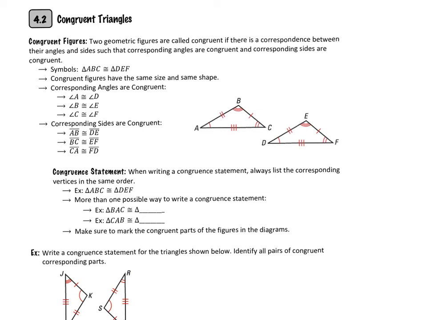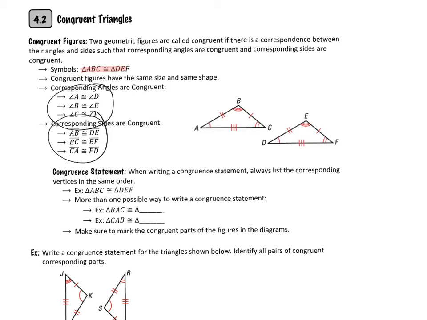So in order for two triangles to be congruent, all three angles must match up and all three sides. So there needs to be three pairs of corresponding angles and three pairs of corresponding sides. We write that as triangle ABC is congruent to triangle DEF. So if they are congruent, they are exactly the same size and exactly the same shape, although they may not be drawn in the same orientation on the page.